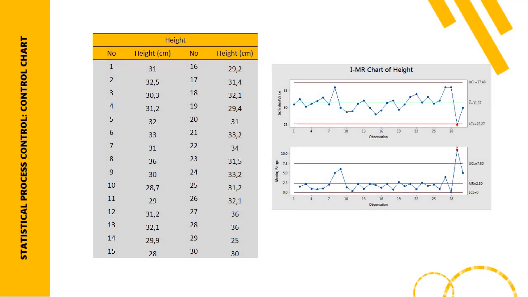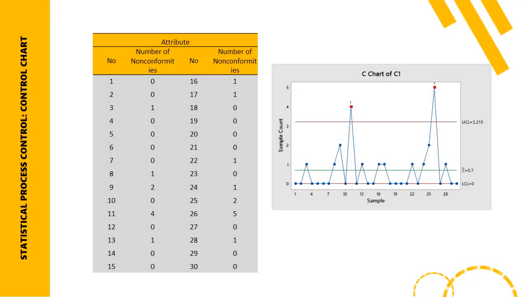For the height data, there is also no out of control data, which requires the production line to be checked to fix the problem. For the attribute chart, we use the C chart because we want to observe the nonconformities of each product. Here in the chart we can see that there are two data points that are out of control, which means further checking is required in the production line.